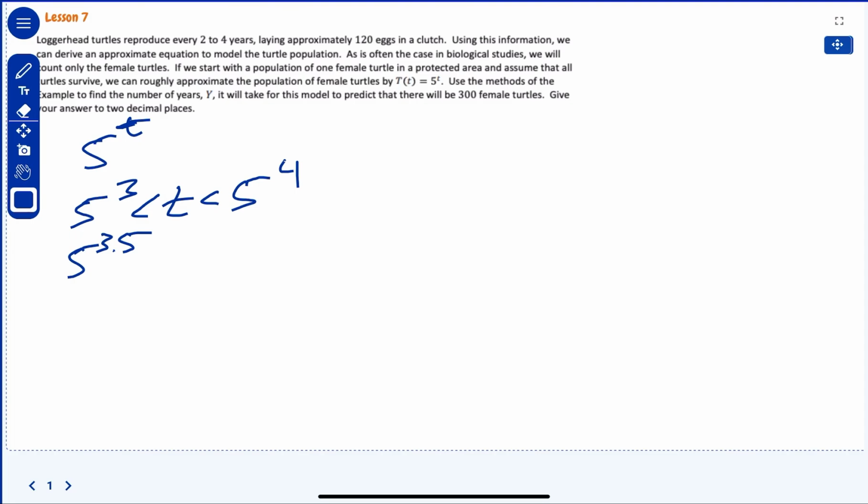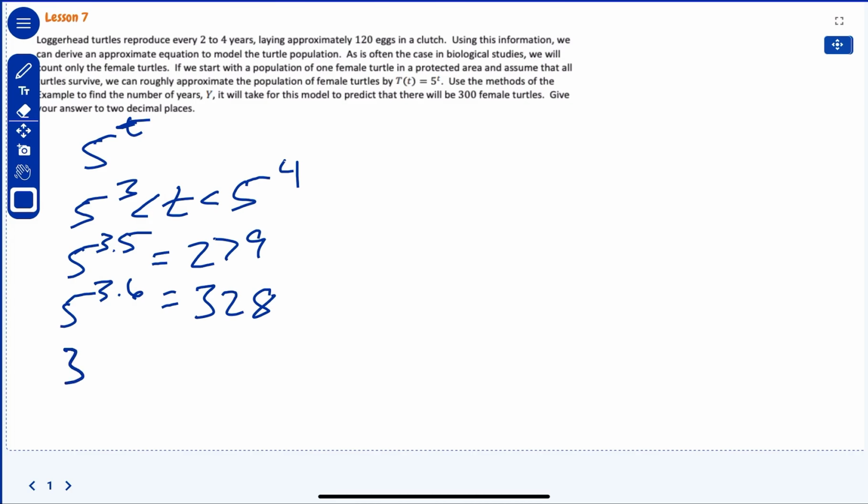So you're going to have to get your calculator and say 5 to the 3.5 is 279. Well, let's see what 3.6 is now. 5 to the 3.6. Okay, we lucked out there. 5 to the 3.6 is equal to 328. Now we're trying to get 300, right? So I know that it's got to be 3.5 something, right? Because it's in between 3.5 and 3.6.